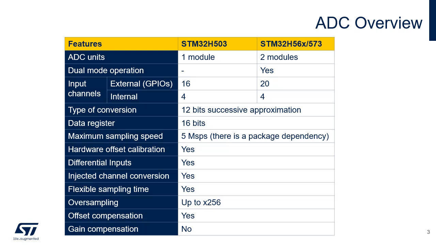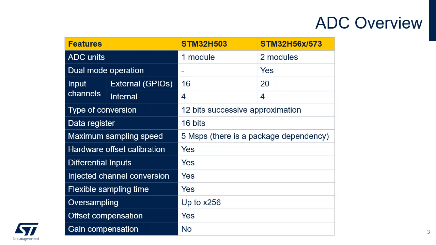The ADCs can convert signals at a rate of 5 megasamples per second in 12-bit mode on fast channels in the STM32H56X and STM32H573. The maximum performance for STM32H503 is 2.5 megasamples per second. All the packages support fast channels, which are ADC inputs 0 to 5. Those channels are designed to have a low resistive analog switch on the signal path.